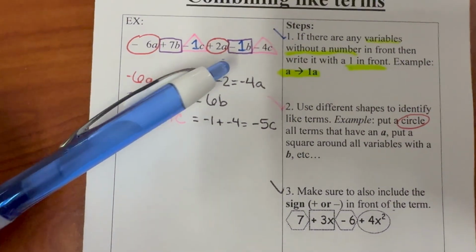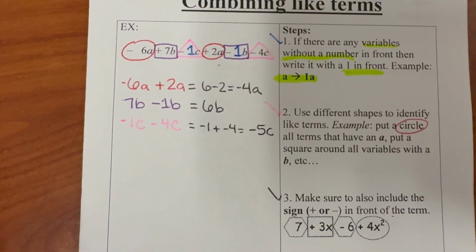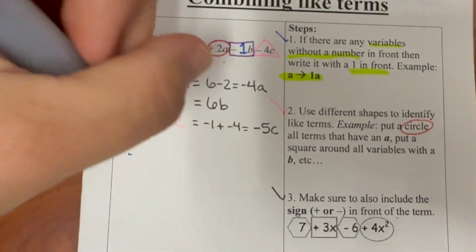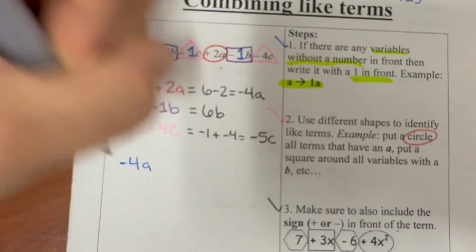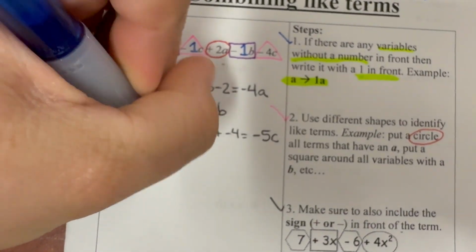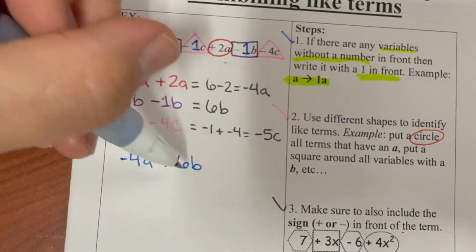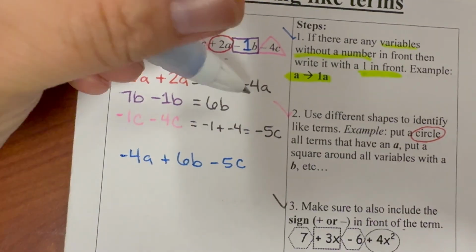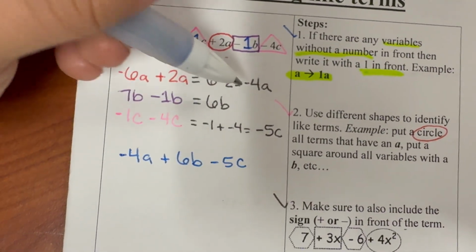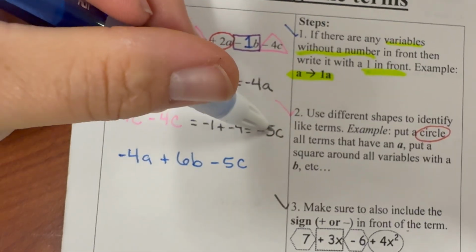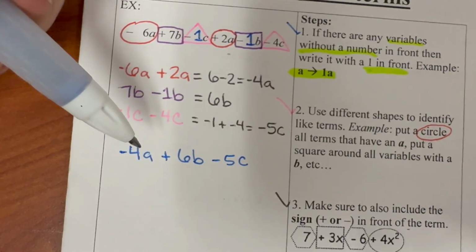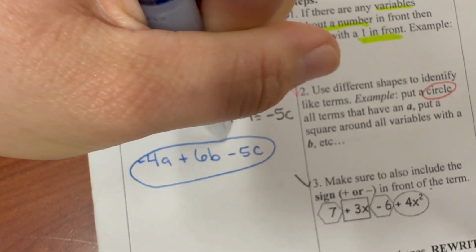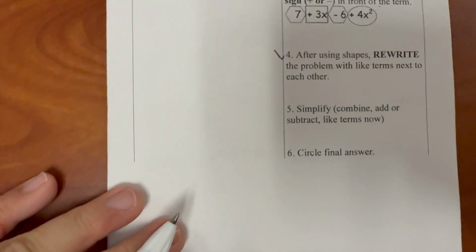And then we want to go ahead and just write all of those variable terms, all of those answers together in one expression. So go ahead and put negative 4a plus 6b. Since it's positive, I'm just putting plus 6b minus 5c. Whatever sign it has, that will dictate what you write in front of it. So 4a was negative, so I put negative. 5c was negative, so I just put minus 5c. Okay, so this is your final answer, which step 6 says to circle final answer.